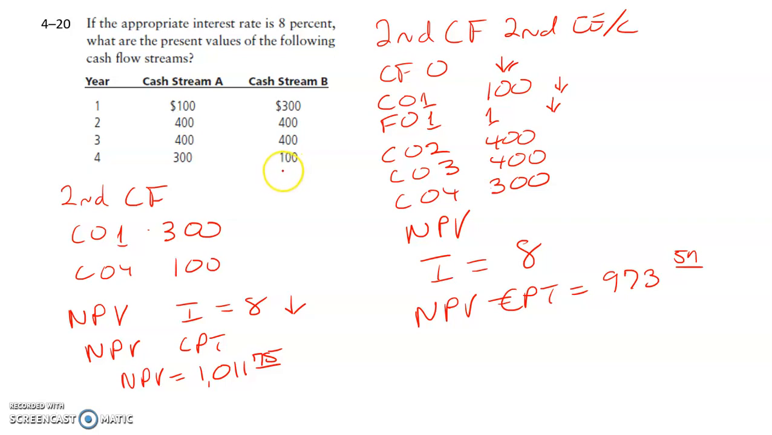So cash stream B is more valuable. The present value of cash stream B is greater. So we would prefer that to cash stream A. It makes sense because you're receiving your money sooner. So that time value of money element, receiving that $300 in the first year rather than receiving it in the fourth year, and the fact that you received the $100 earlier in this one as well.